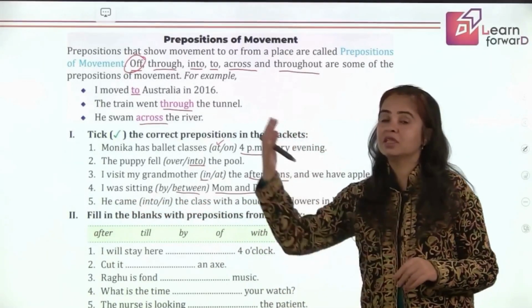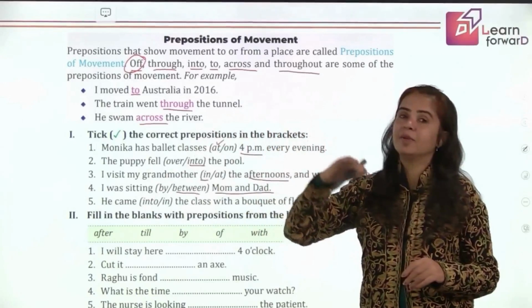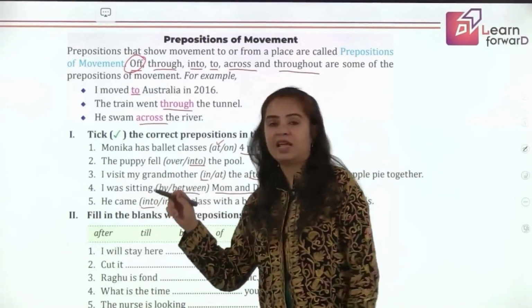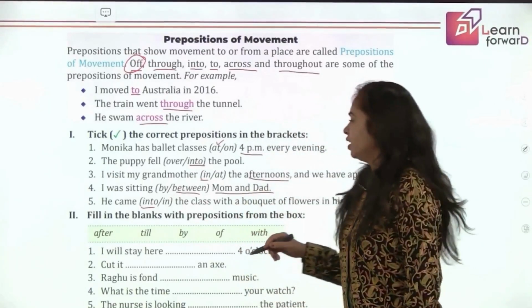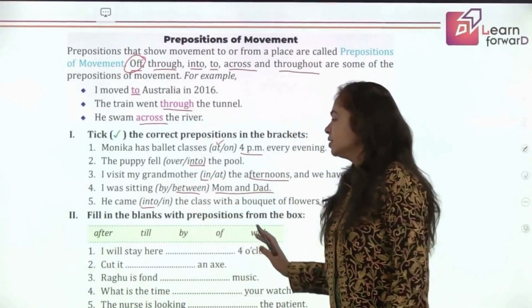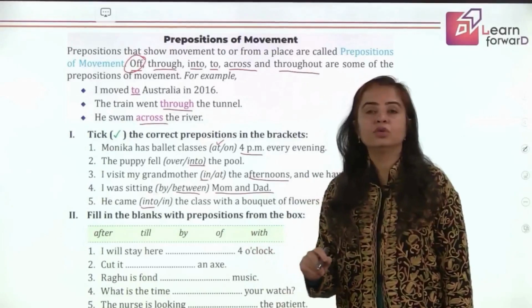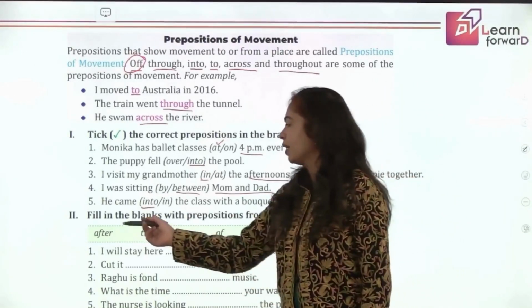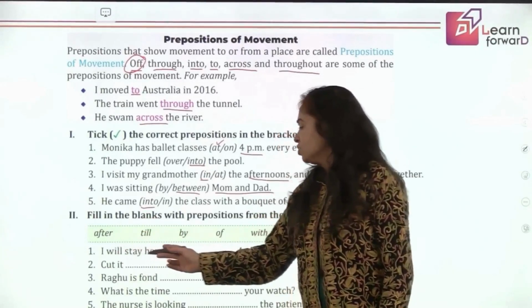Okay, that means he was outside and then coming inside. That is a movement. Good. So we will not use in, we will use into. Very good. Let's do another exercise. Here the words are given to you in a help box and you have to pick out the correct one for each blank.